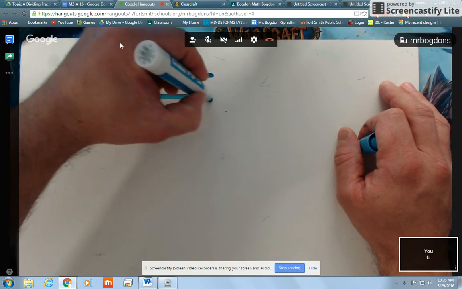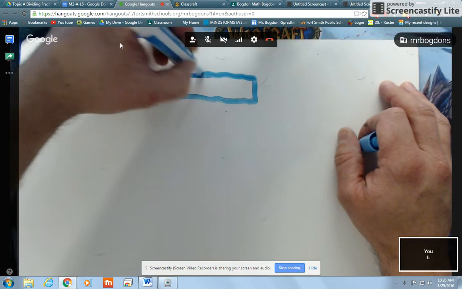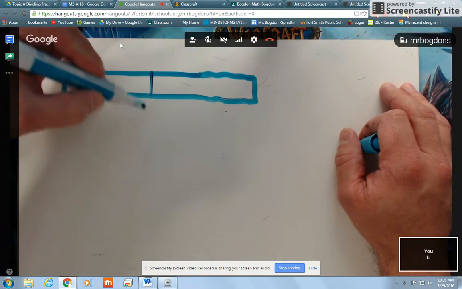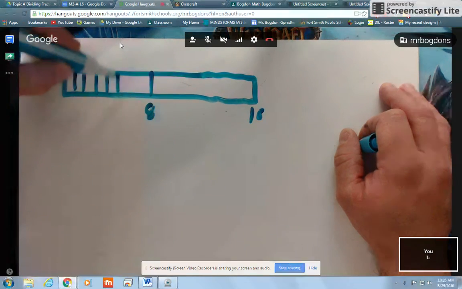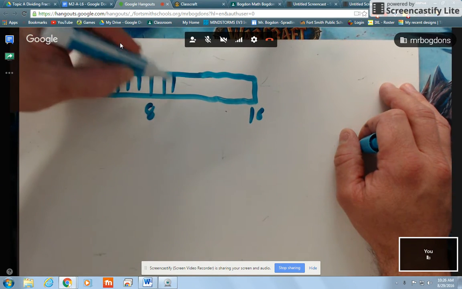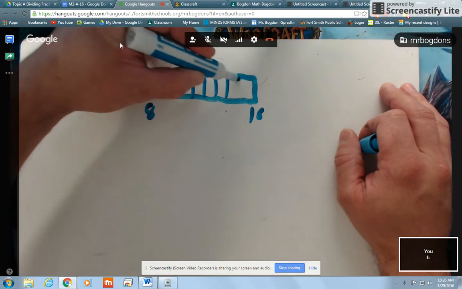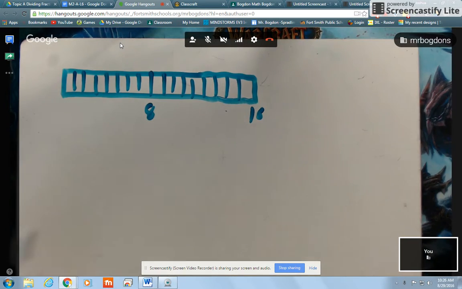Okay, so I need to find sixteenths. So let's call that half. Let's call that 16. 1, 2, 3, 4, 5, 6, 7, 8. 1, 2, 3, 4, 5, 6, 7, 8. Okay, so I need to shade in 15 of them, you say?